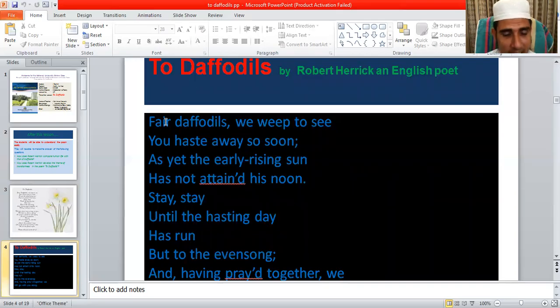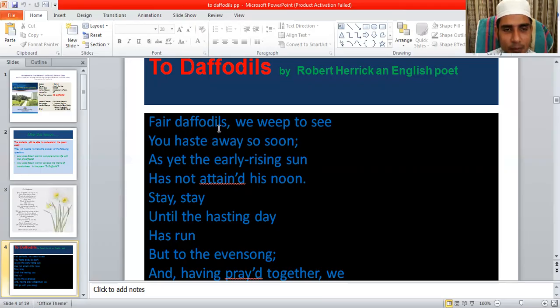At the very beginning, he says, "Beautiful daffodils," beautiful flower. He makes an appeal. He shows the pathetic condition of his mind, his sorrowful mind. "We weep to see." The word "weep" in the very first line gives a pathetic, sorrowful tone to this poem.